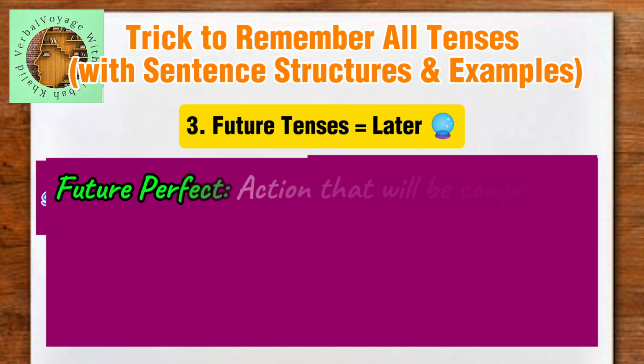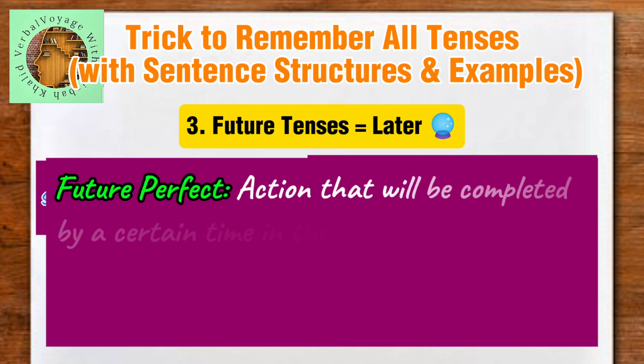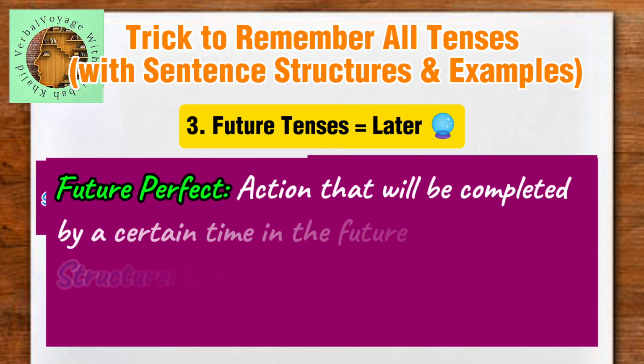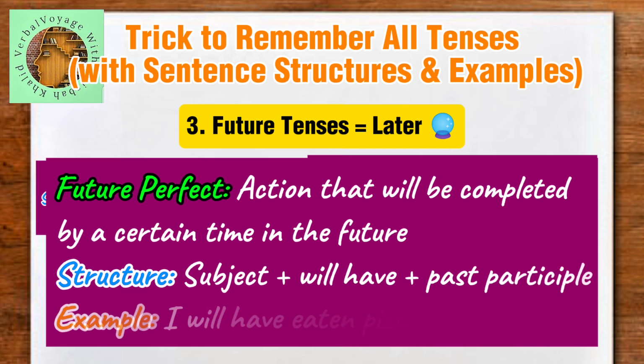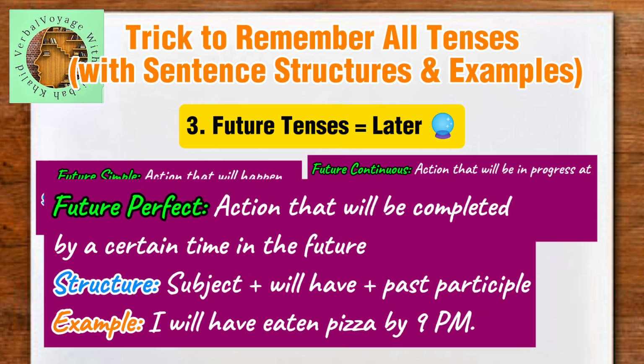Future perfect. It is used for an action that will be completed by a certain time in the future. Structure of future perfect is subject plus will have plus past participle. For example, I will have eaten pizza by 9 p.m.